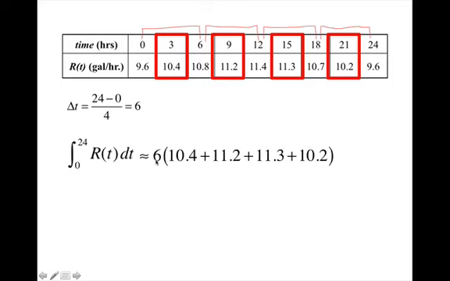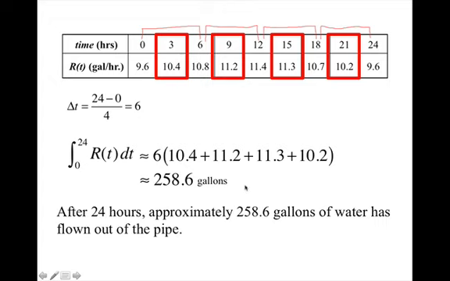So that means I have 6 times (10.4 plus 11.2 plus 11.3 plus 10.2), which gives me approximately 258.6 gallons. Notice I included units. The problem did tell me to include units. Now I still have to explain this meaning in terms of water flow. So what this means is after 24 hours, approximately 258.6 gallons of water has flowed out of the pipe.